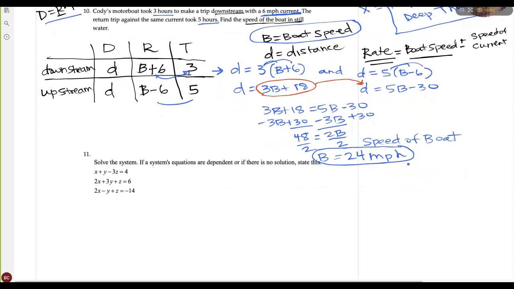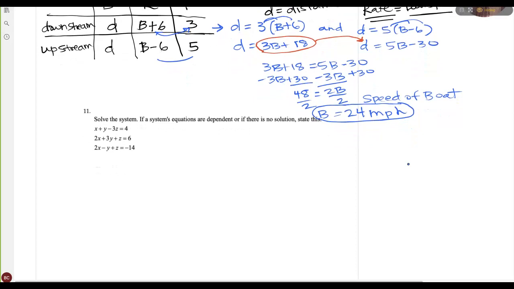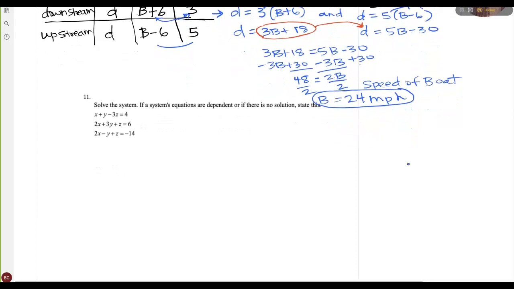All right, so make sure you practice up a little bit more with those kind of story problems if that's something that has given you a little bit of a problem. I definitely want to make sure that you know how to do those types of story problems before taking the test. Okay, number 11, we have 3 equations and 3 variables.